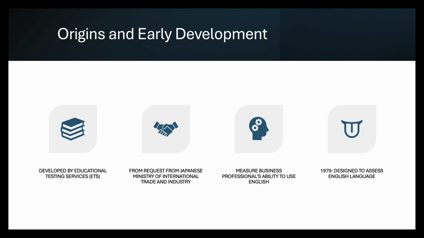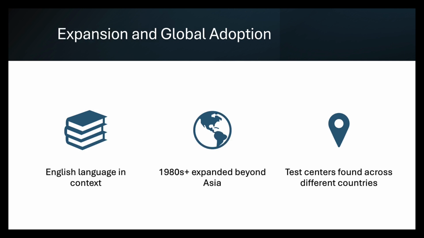Then in 1979, ETS launched its first TOEIC test. This test was designed to assess English skills of non-native English speakers in a typical business environment, and it focused on mostly listening and reading comprehension. So the initial version of the TOEIC test really comprised two sections, listening comprehension and reading comprehension. And these sections were scored on a scale of 5 to 495 points, with a total score range of 10 to 990 points.